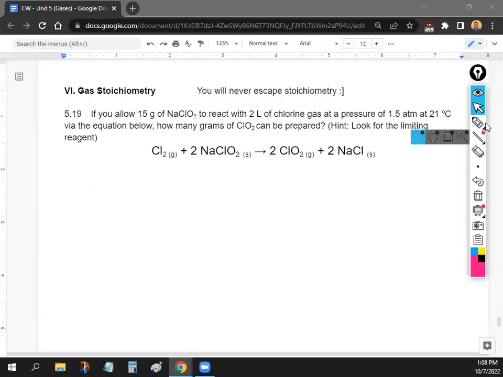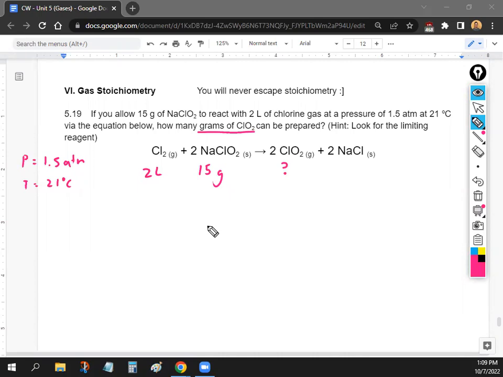So we have some information about our gases. We have our reaction right here, already balanced, so we don't need to do that. It says that if you have 15 grams of sodium chlorate, okay, 15 grams of this, and it reacts with 2 liters of chlorine gas, the pressure is 1.5 atm, and the temperature is 21 degrees Celsius. How many grams of ClO2 will be produced? So this is what we are looking for.